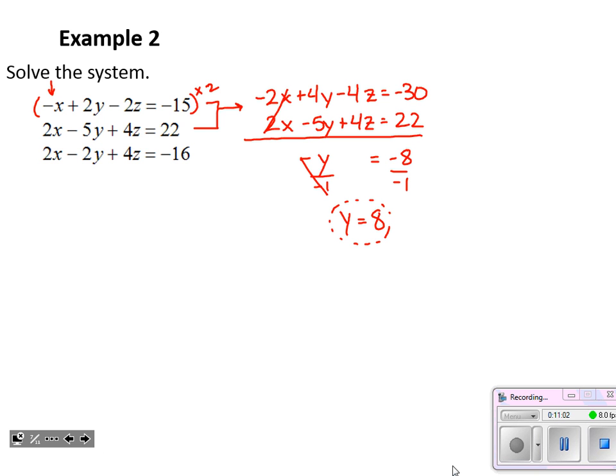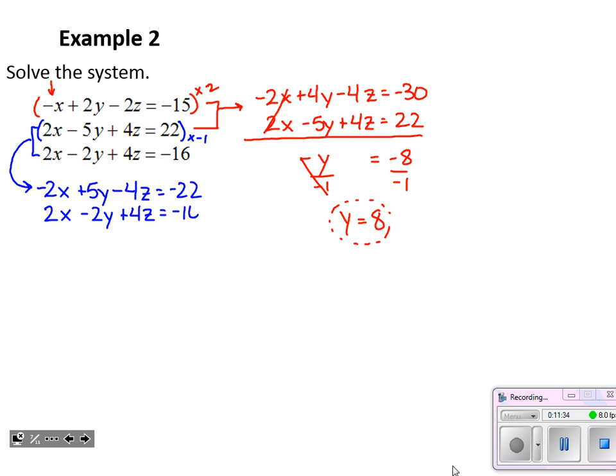Okay, well, step 2 was to incorporate the last equation, and again, I want to eliminate the x's. So I'm going to grab equations 2 and 3 right now, but I need to make an adjustment if I'm going to have elimination happen. I'm going to multiply this equation by negative 1. I'll then have negative 2x plus 5y minus 4z equals negative 22. And that last equation is not going to be changed: 2x minus 2y plus 4z equals negative 16.